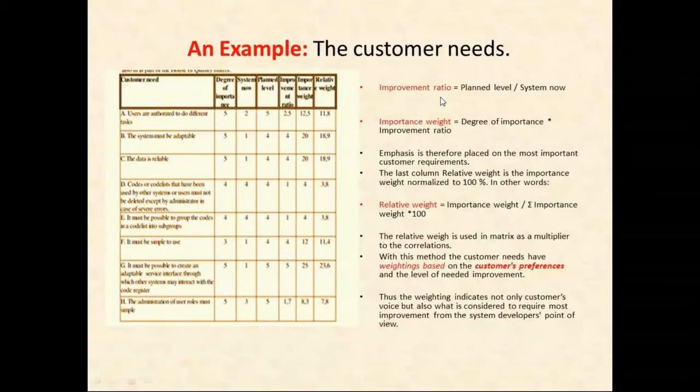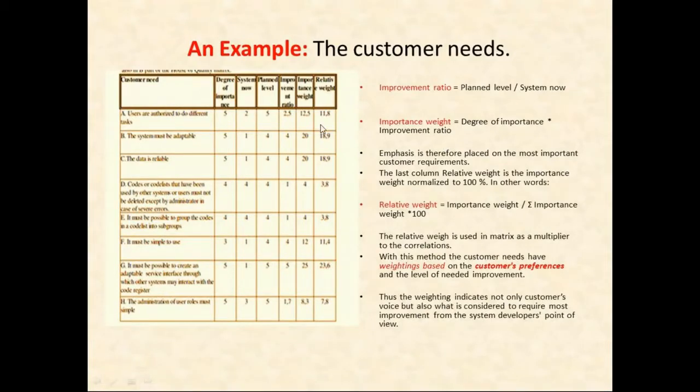So in this way, the 4th, 5th, and 6th columns. The 4th is the improvement ratio. The improvement ratio is the ratio of the planned level divided by the system now. The importance weight is the degree of importance, the first column, multiplied by your improvement ratio value. Then the third one is the relative weight. How will you calculate the relative weight?